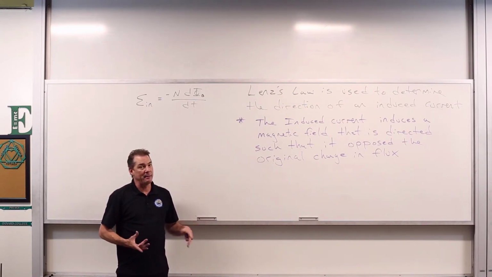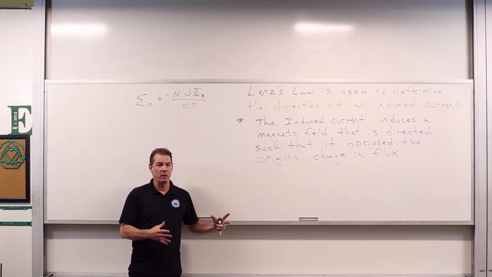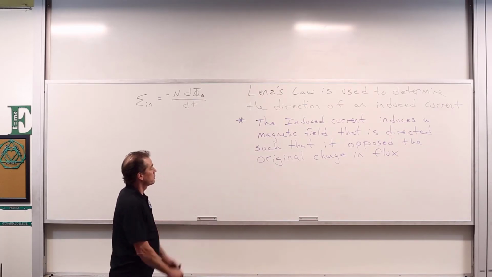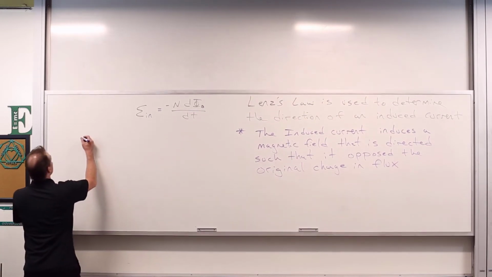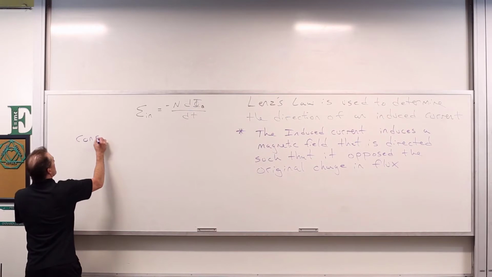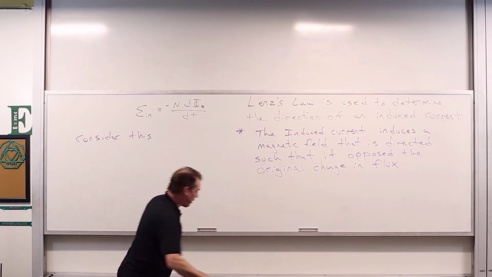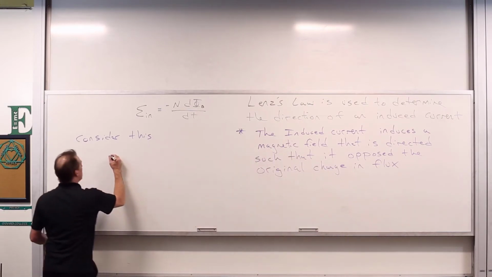So the way to think about it, we want really a zero change in flux. So how do we get something to be zero? Well, we ultimately negate out changes. So here's what we've got going on. Consider this. We're going to take ourselves a conductive loop like this.